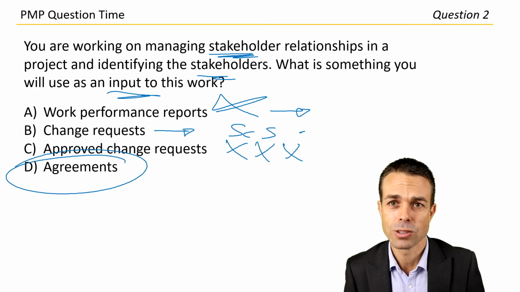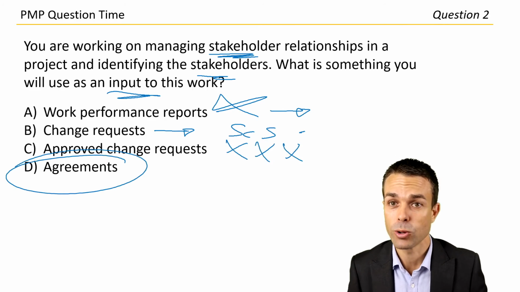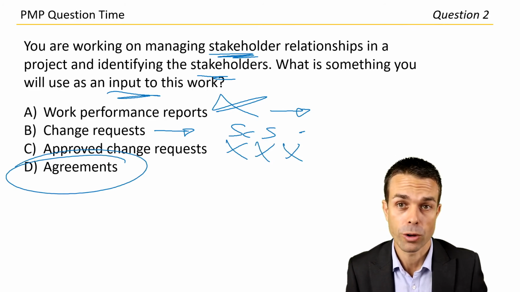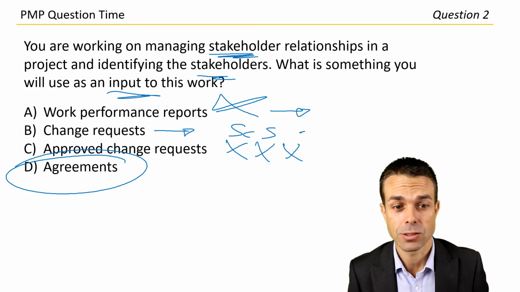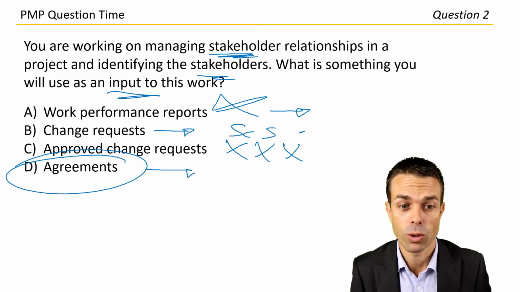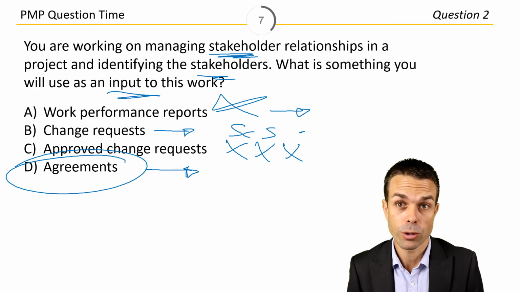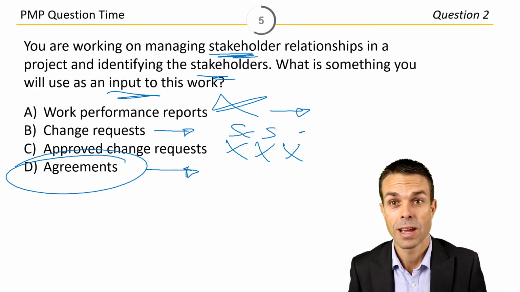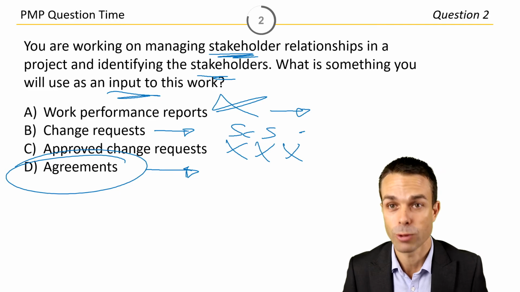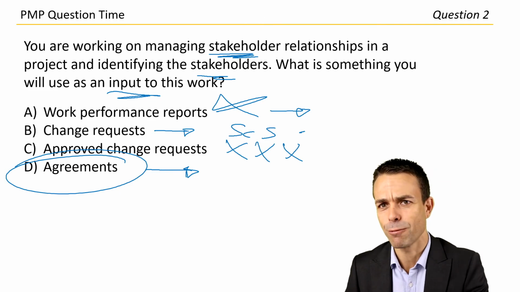And the reason is because you may have made agreements with people in the organization or with a third party or something similar. And agreements can be something small. It can be a verbal agreement, for example. But they may have said, look, we've got these people for you. These are the resources that you can use. And now you need to put those into your stakeholder register. So let's go with letter D for now.